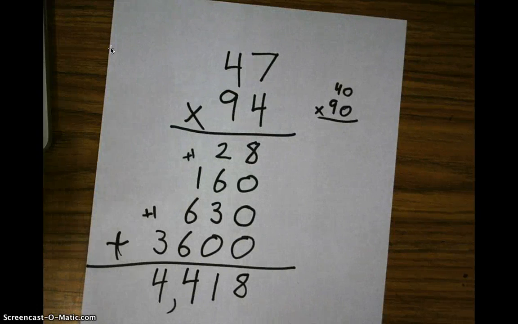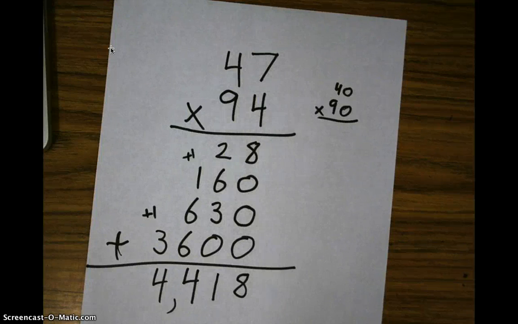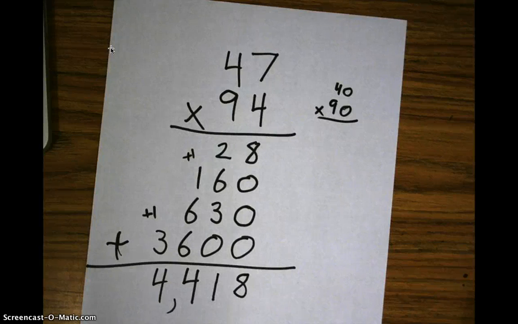All right, so that is two-place multiplication using partial products, and then we'll move to the standard algorithm. But good work, take it slow, watch your calculations, and get her done.